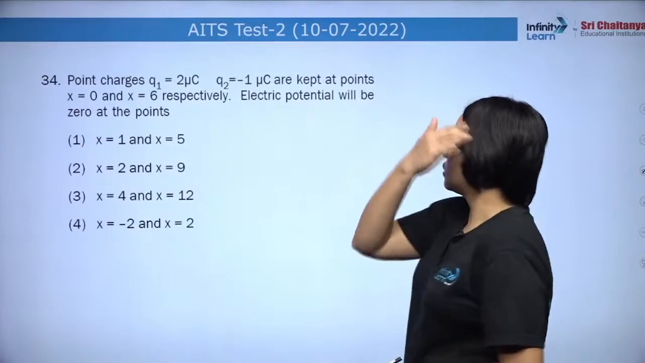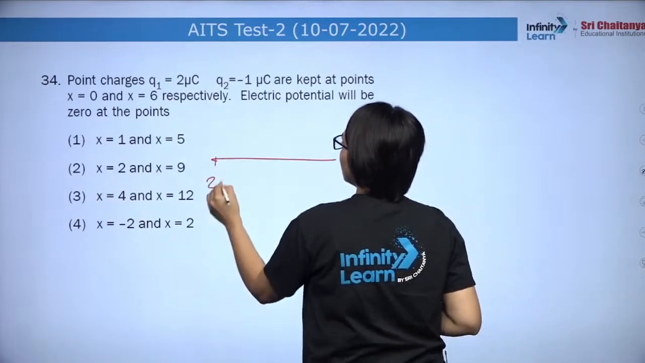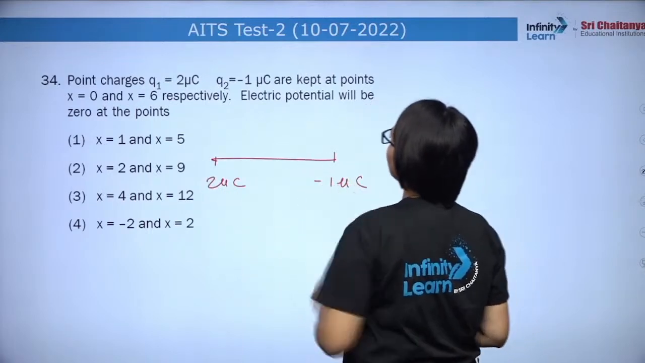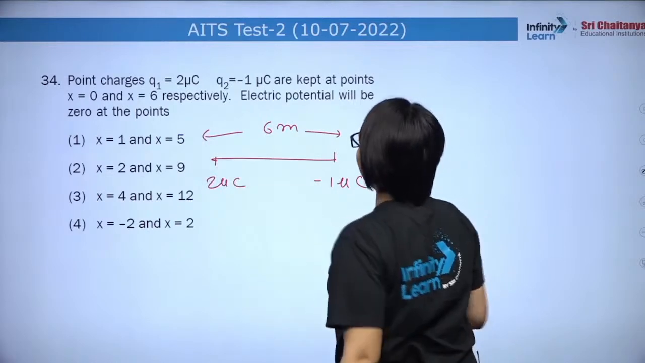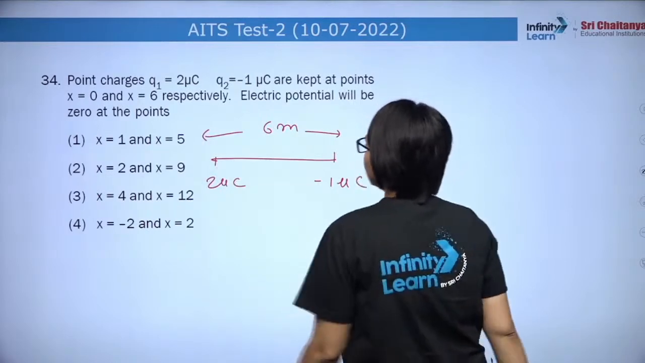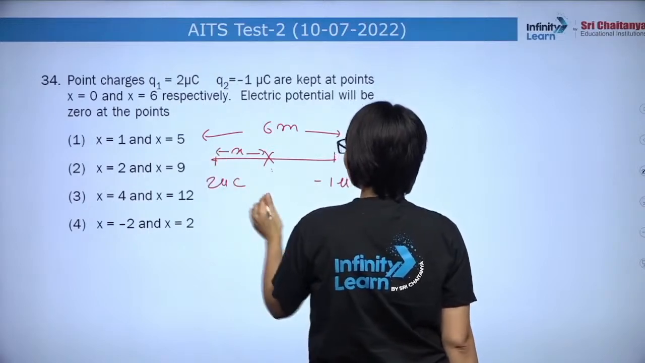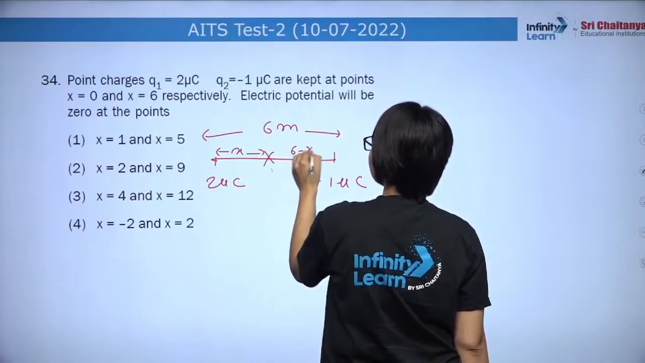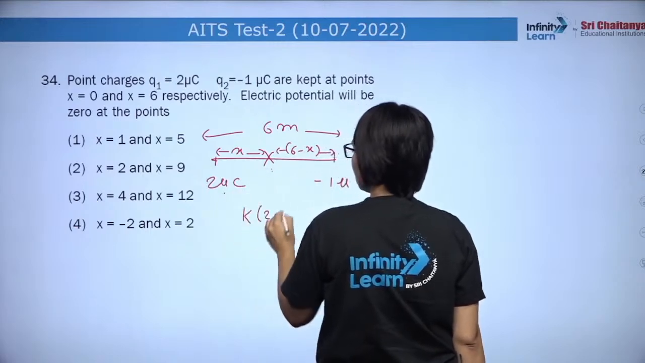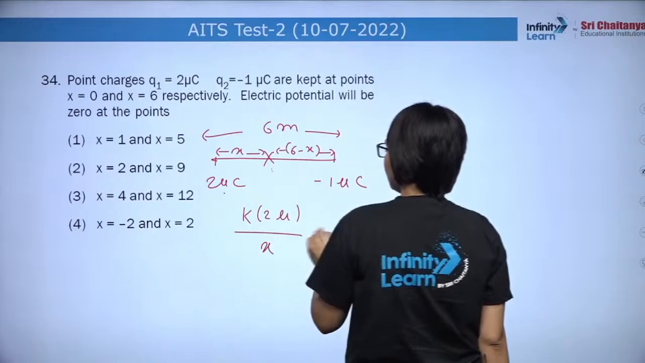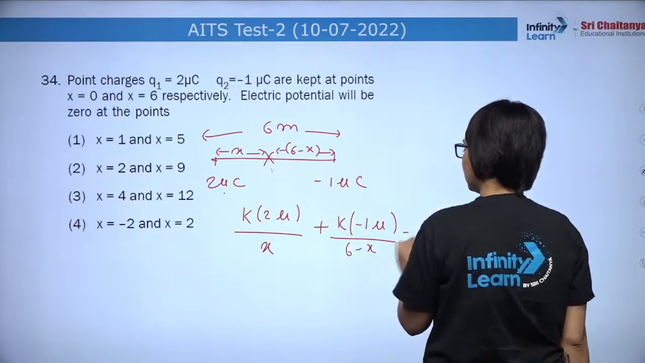Next is question number 34. Point charges Q1, that is 2 microcoulomb, and minus 1 microcoulomb are kept at points 0 and 6. So let's say this distance is 6 meter. Electric potential will be 0 at a point. So let's say it is 0 at this point. It is at a distance of x from 2 microcoulomb and it is at a distance of 6 minus x from minus 1 microcoulomb. So potential due to 2 microcoulomb is K 2 micro divided by x, plus this is K minus 1 micro divided by 6 minus x, and it should be 0.